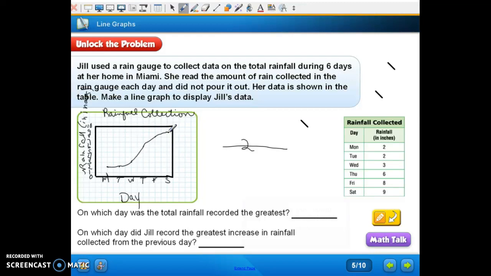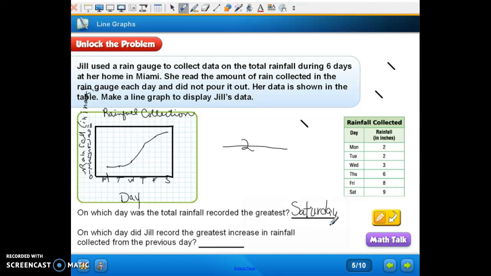1 inch. Okay, so on which day was the total rainfall recorded the greatest? Saturday. No, Wednesday. The rain came in Wednesday to Thursday. Okay. Oh, but the question is on which day was the total rainfall recorded the greatest? So whoever said Saturday, you're right. I thought they meant the total. So the greatest total rainfall on Saturday was 9 inches.